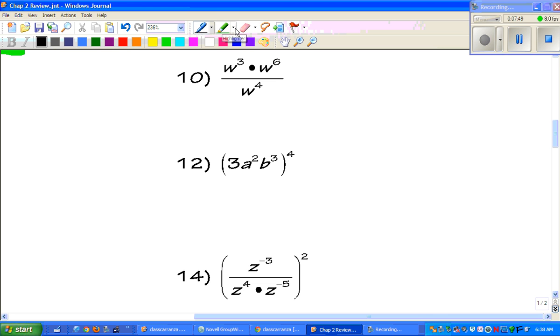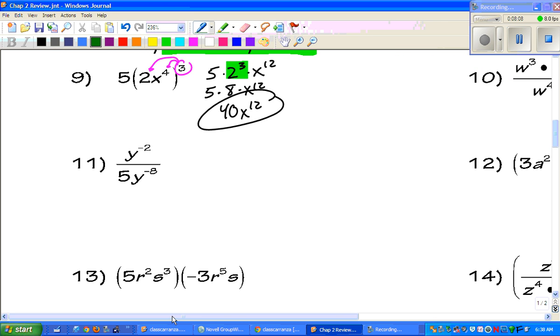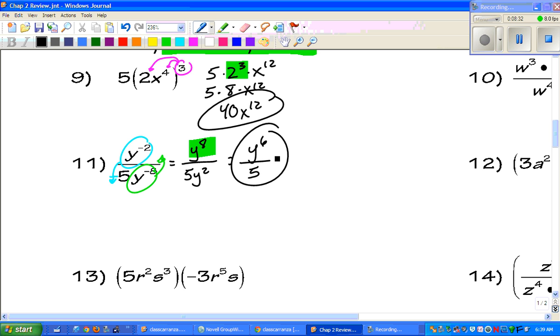All right, number 10. Combine the top, and you get w to the 9th over w to the 4th. Who wins, top or bottom? The top wins, and the top wins by 5. Okay, if your exponent's negative, drop it like it's hot. If it's already on the bottom, bring it to the top. So we get y to the 8th over 5y squared. Who wins, the top or the bottom? The top wins by 6. So y to the 6th over 5.